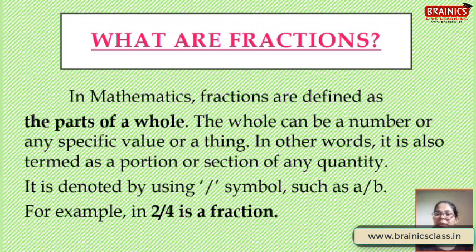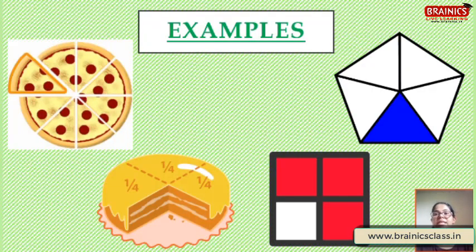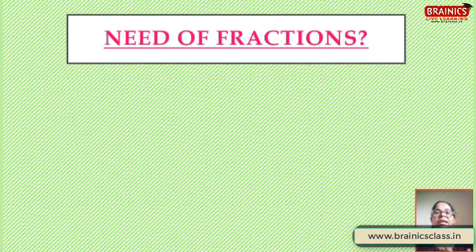For example, 2 upon 4 is a fraction. These are the examples which you can see. The first example is a picture of a pizza. A small portion is removed from the pizza, so that is a fraction. Cake, square, pentagon: all these figures are divided into equal parts and some parts are shaded or separated. So these are called fractions. We will see it in detail.